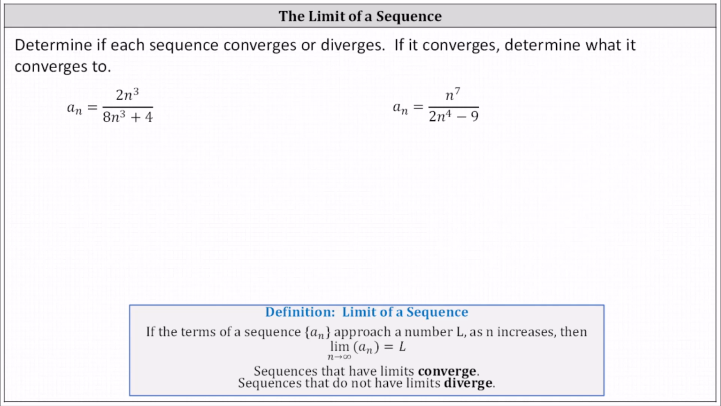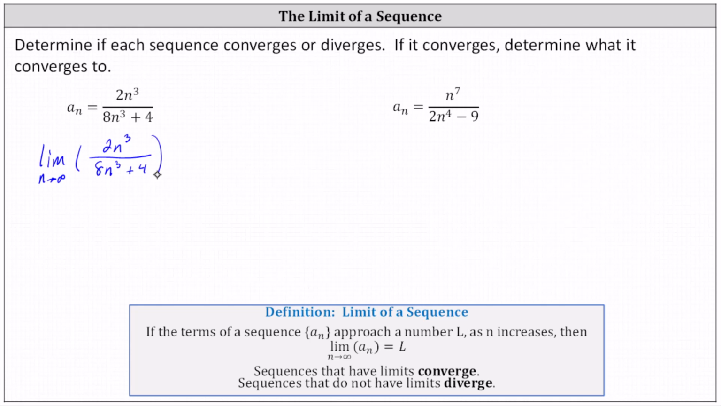Determine if each sequence converges or diverges. If it converges, determine what it converges to. To answer this question, we treat a sub n as a function of n and determine the limit as n approaches infinity of a sub n. If the limit exists, then the sequence converges and it converges to the value of the limit. If the limit doesn't exist, the sequence diverges.